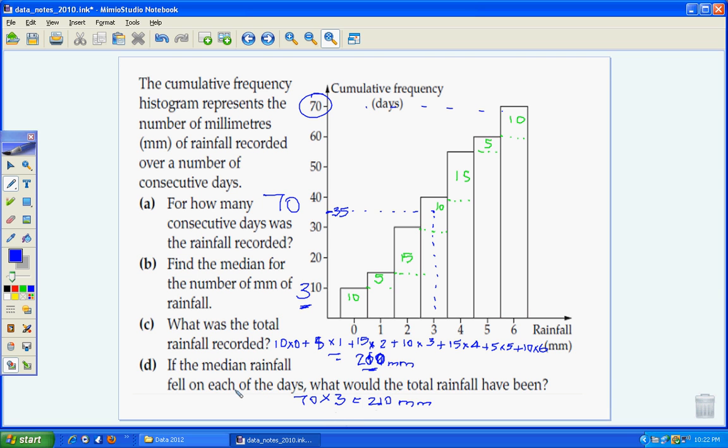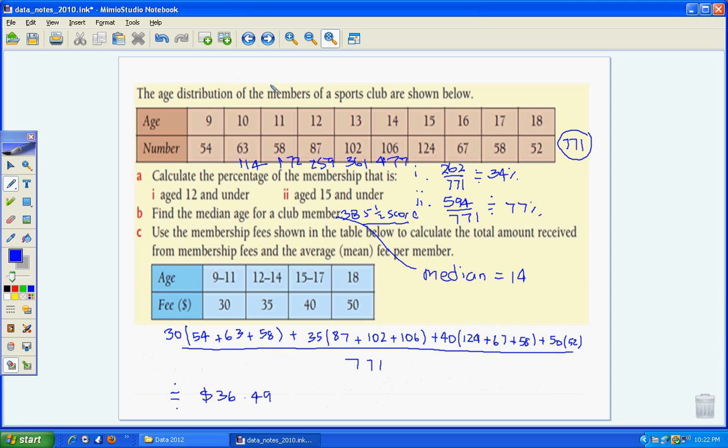And then if the median rainfall, what would the total rainfall have been? So if I had 70 days, median of 3, so 70 times 3 gives me the 210, which works out to be exactly the same nicely. Doesn't always work that way. It should be close, but not always going to be the case. Again, outliers can throw it out in that case.